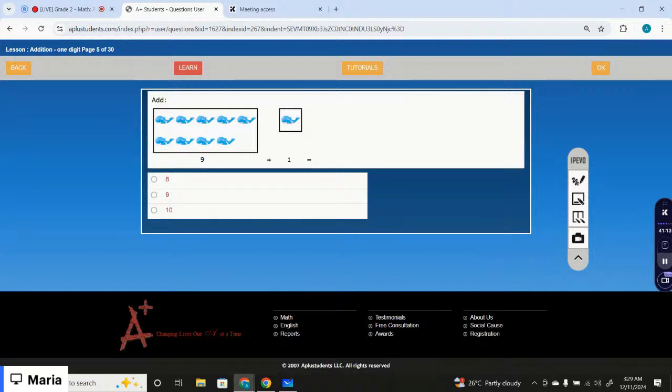Add 9 plus 1, which is the correct option? The correct option is 9 plus 1 equals 10. Option number 3 is the correct option, that is 10.